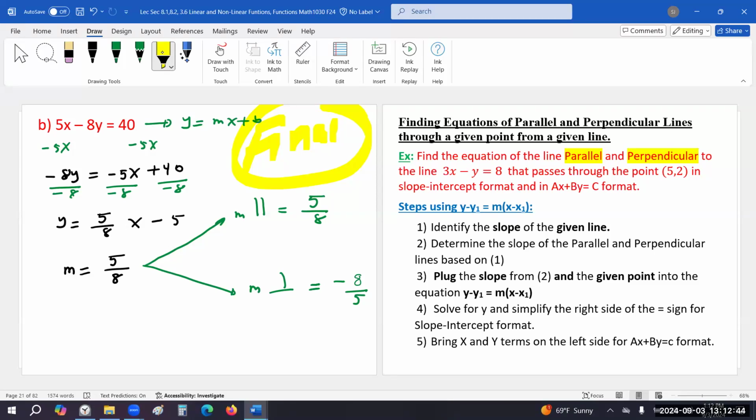If they want us to write the equation in slope intercept, means solve for y, bring it to the other side. If they want us to find it in standard format, that means keep x and y next to one another on one side and the constant on the other side. So it's up to their mood. What do they want us to do? Slope format, slope intercept format, or standard format?